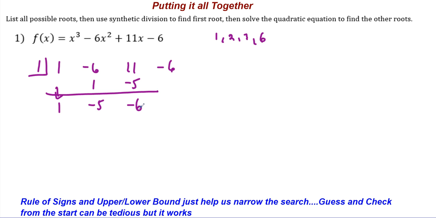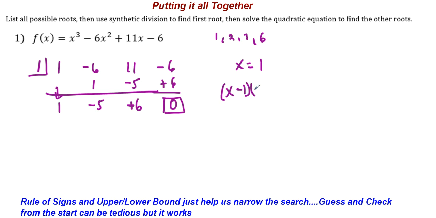Yes, I did. That should be a positive 6. Yep. All right. And that's a positive 6. And that's going to give me a 0. Okay, so we have a root of x is equal to 1. So I know that x minus 1 is a root.